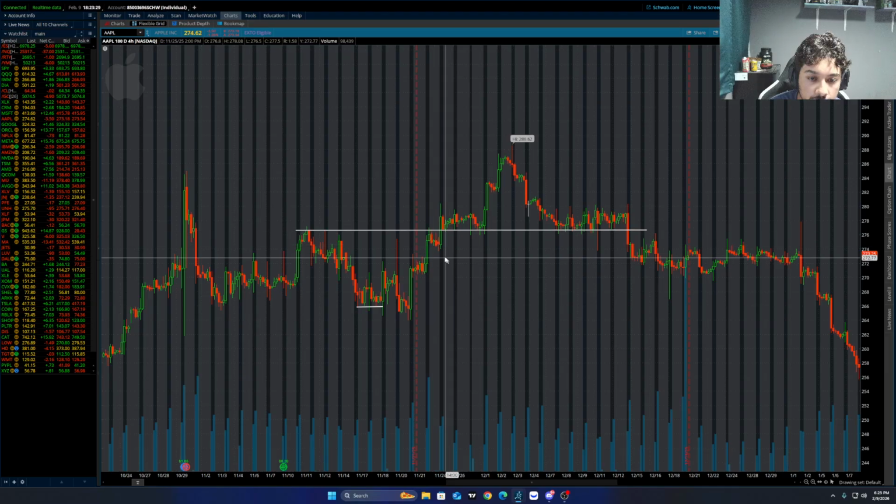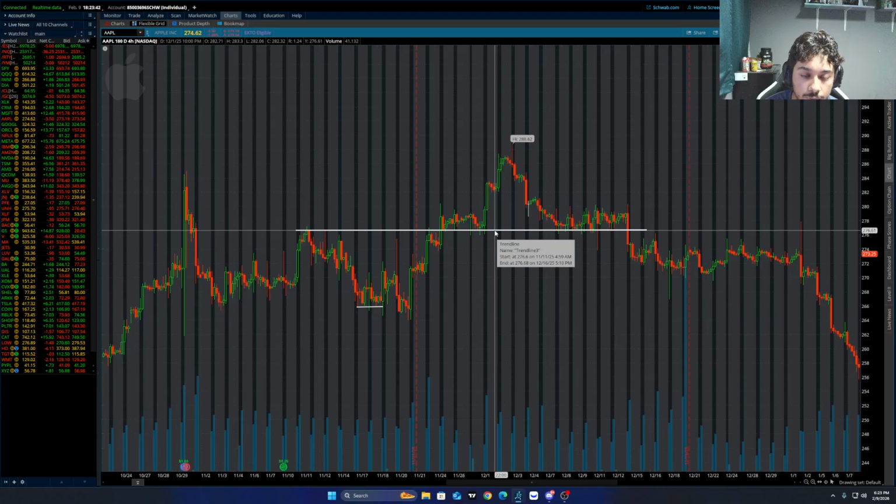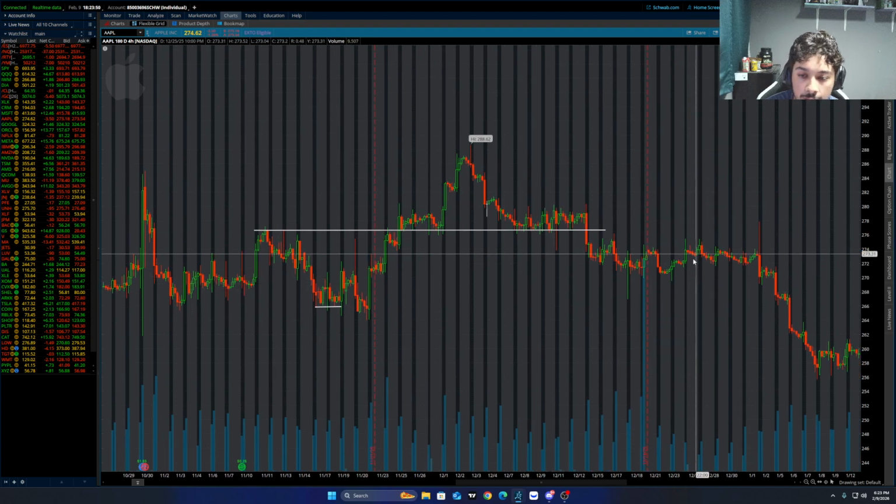We see it reject. However, we get a nice pop to the upside, and then we get a nice base right above previous resistance turned support. And guess what? Now this turns into your dip buy, whatever you want to call it. Now we'll look for calls in this area and trade it to the upside. That's your retest. And there you go, that's how you play those trades.